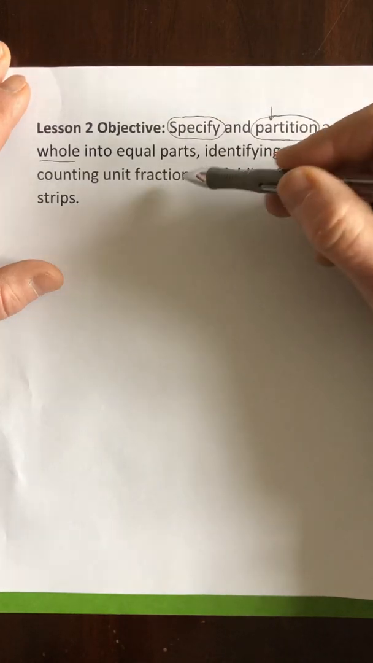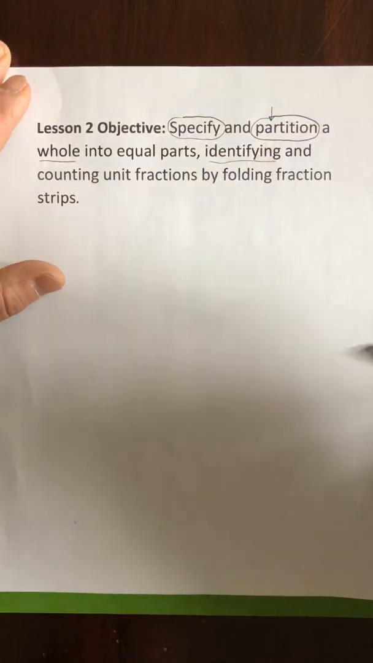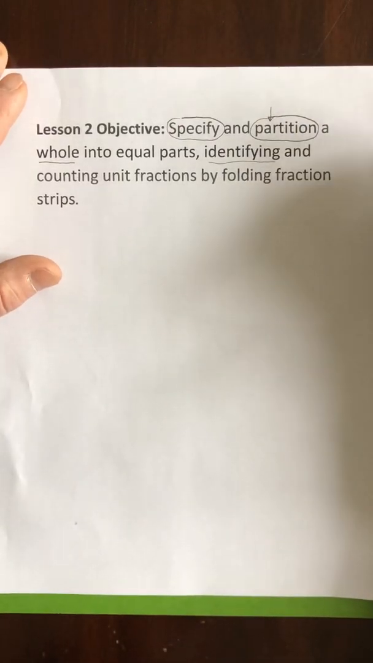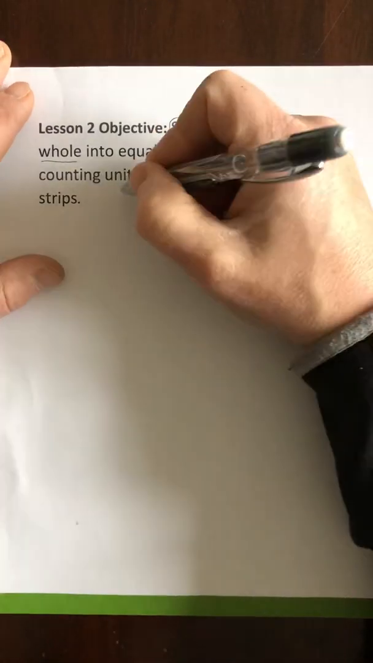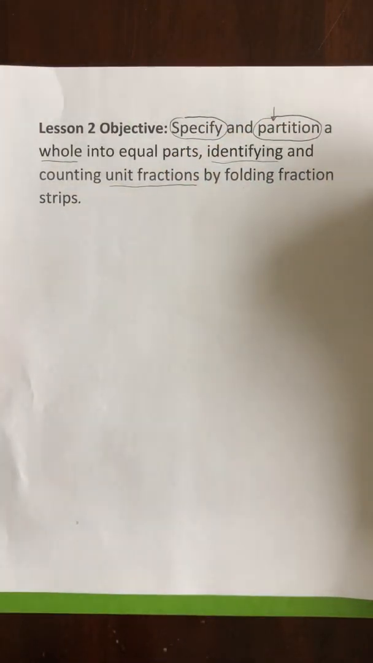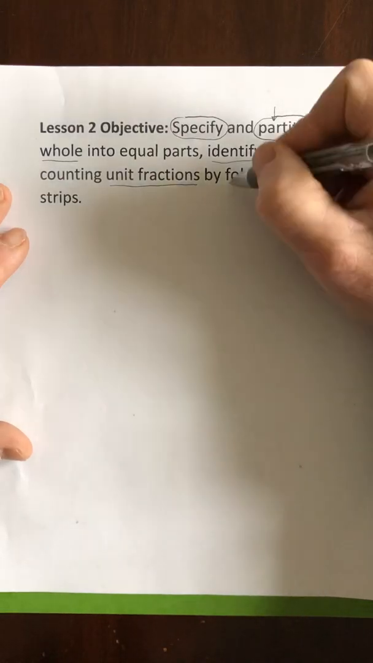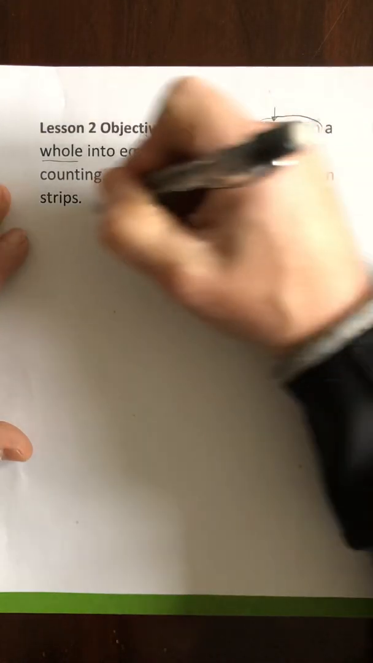Identifying and counting unit fractions. Now, identifying means to point out. Say, like, there it is. There's a unit fraction. Unit fractions are the smallest part of the whole. So if I have something cut into 2 pieces, the smallest part is a half. If I have something cut into 3 pieces, the unit is 1/3. That's the smallest part.